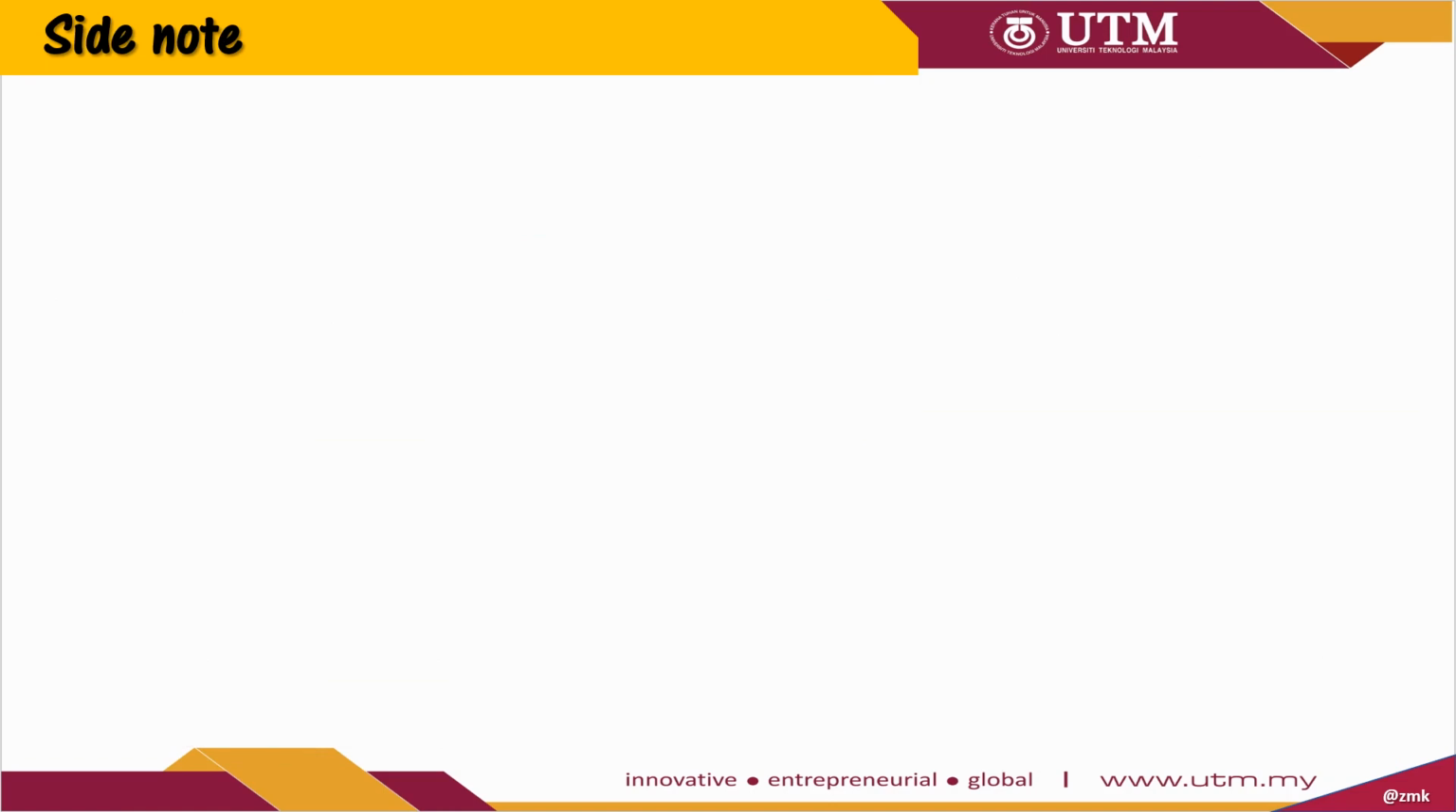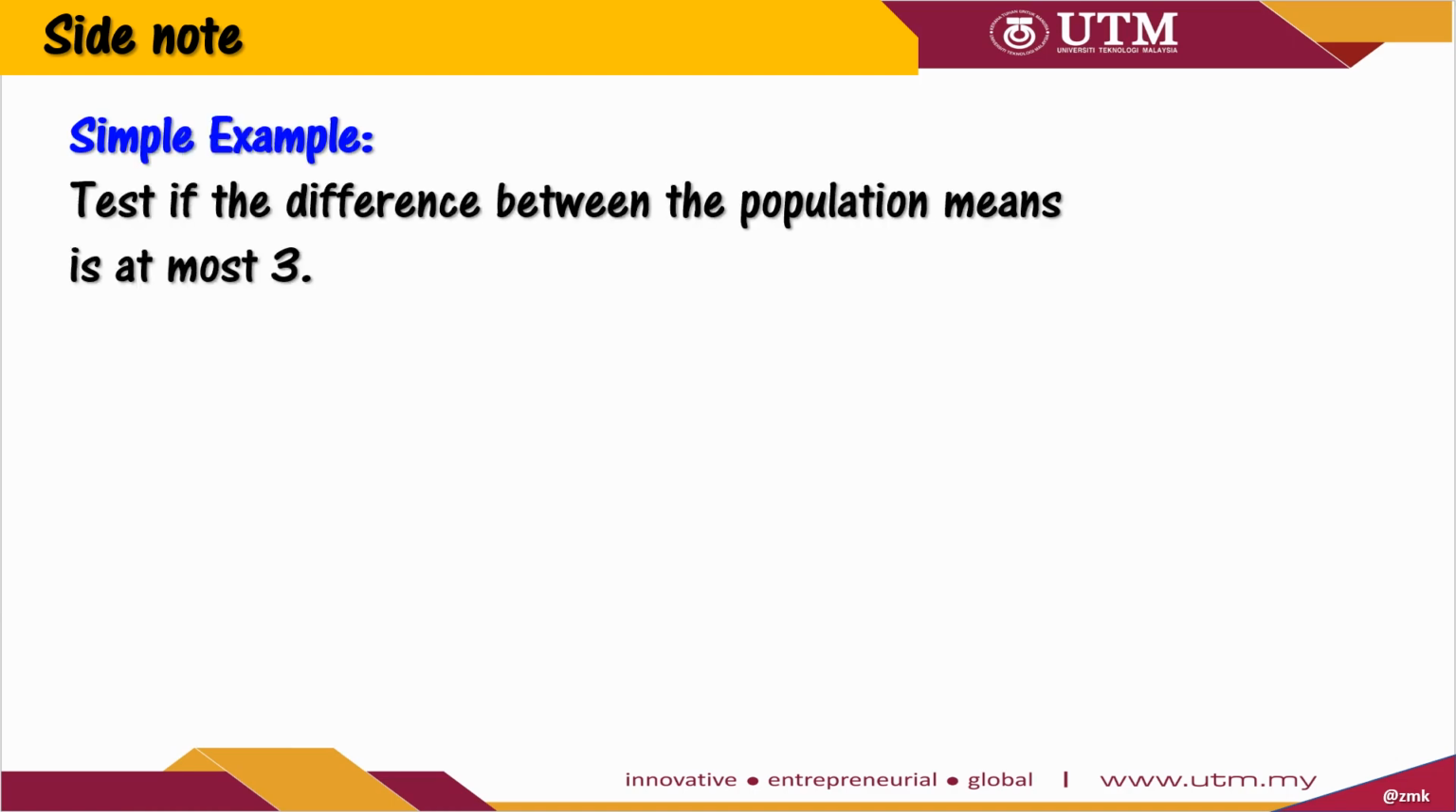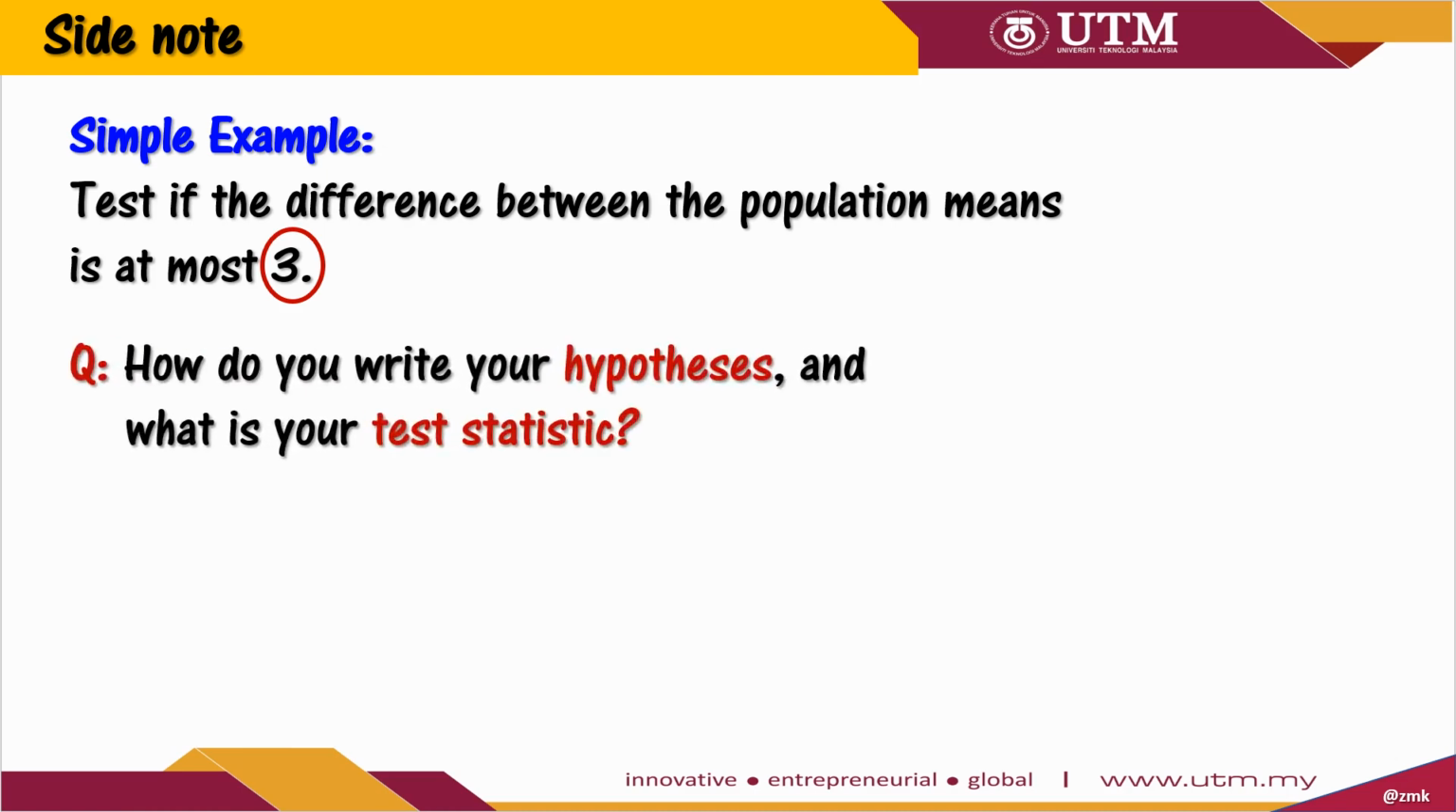Please note that the value of mu1 minus mu2 is not necessarily 0 under H0 as given in all examples that we have done in the previous slides. At times, you can also have a scenario where the difference in the population means is not 0 under H0. For example, you might want to test if the difference between the population means is at most 3. How do we write down the null and alternative hypothesis? And how do you define your test statistic?